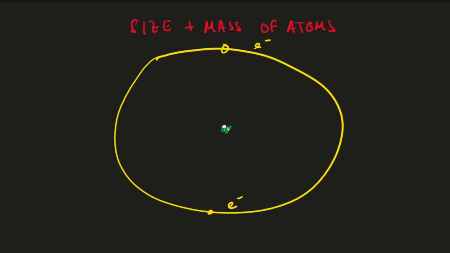Atoms are very small, as I'm sure you are familiar with. And essentially we can take the radius from the middle of our nucleus to the edge of our atom, which is essentially the edge of where the electrons orbit. And the atomic radius of an atom is going to be approximately 0.1 nanometers. Okay, so that's equivalent to 1 times 10 to the minus 10 meters.